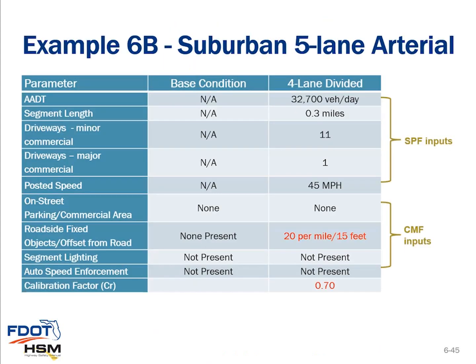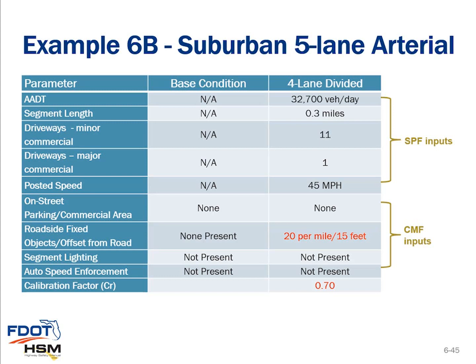So let's move to a different example, and we'll call this example 6B, which regards a suburban 5-lane arterial. And we made some changes in the overall parameters that you see here. Again, we have SPF inputs, and we will always show the average annual daily traffic and also the segment length, because those are functions of all the SPFs we do. The driveways, we have 11 minor commercial and 1 major commercial, so we've listed that. Posted speed, again, is needed for the vehicle-to-bicycle and vehicle-to-pedestrian SPF calculations.